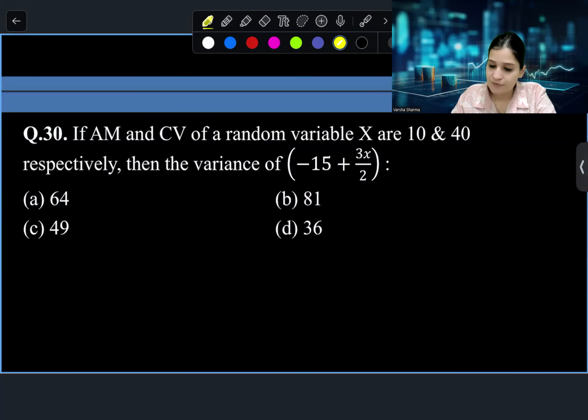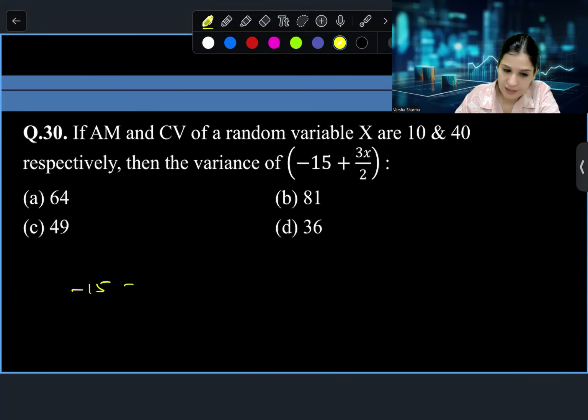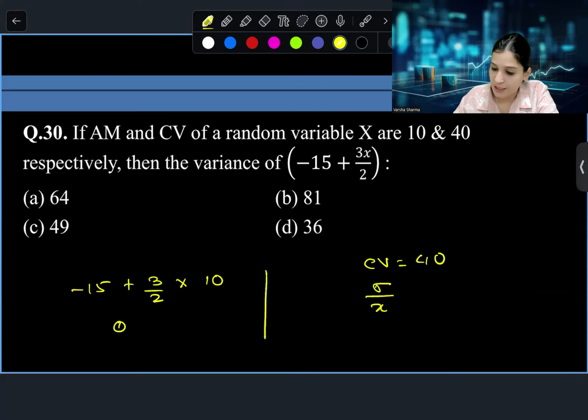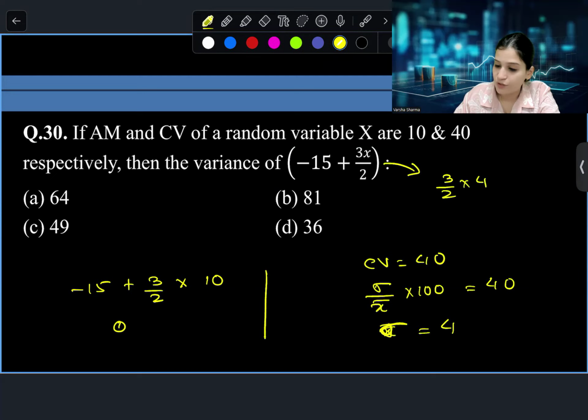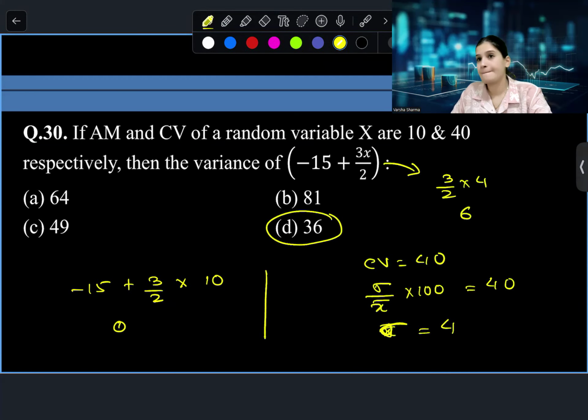If arithmetic mean and CV of a random variable are given, then what is the variance? For arithmetic mean, everything matters. So minus 15 plus 3 by 2 into 10 is 0. Now CV is 40. CV is standard deviation by mean into 100. Mean was 10, so standard deviation is 4. So standard deviation of this will be 3 by 2 into 4, that is 6. So variance will be 6 square, 36.